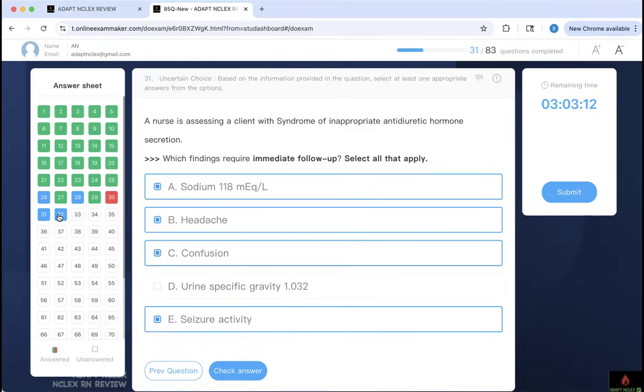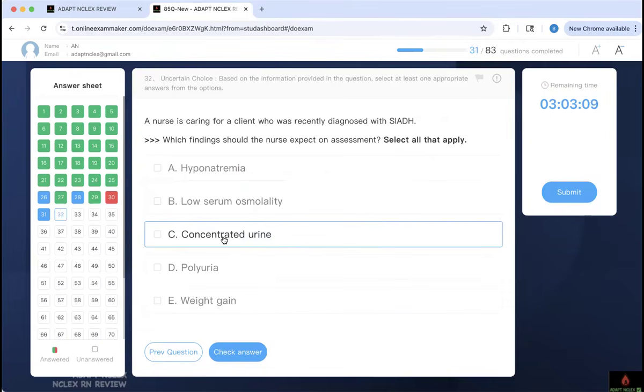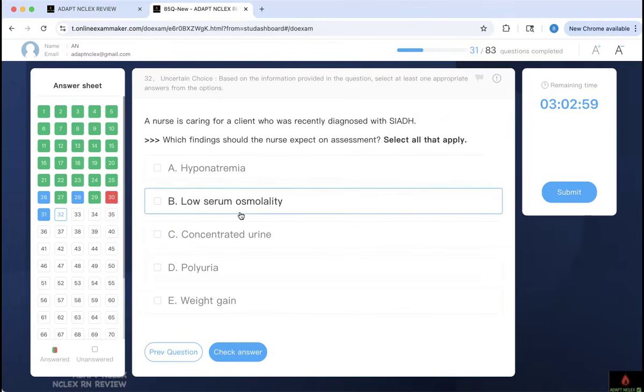I'm worried about it. And this is caring for a client who was recently diagnosed with SIADH. Which finding should the nurse expect on assessment? It's based on the same question. What do you expect? Hyponatremia, low serum osmolarity, concentrated urine, polyuria, and weight gain. What do you think? These are things that you have to apply a little bit of critical thinking and say, oh, what is the problem with SIADH and what should I expect? And then pick your answer.